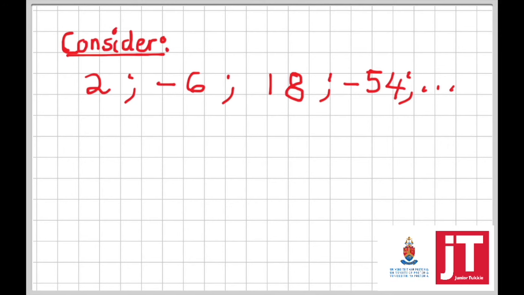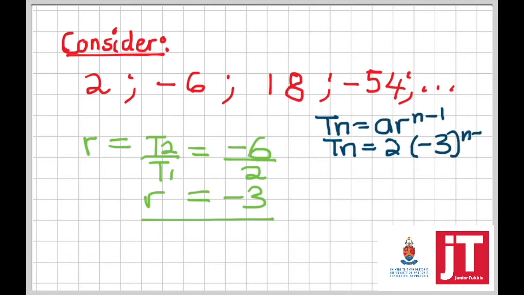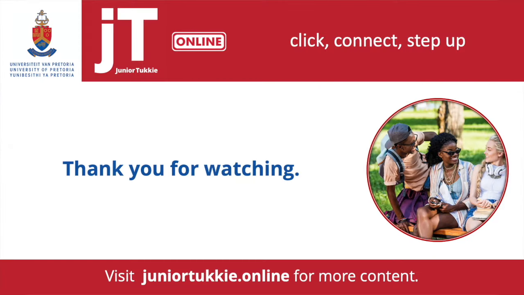Now, let's consider the following. You're given 2, -6, 18, and -54. Let's play around with that sequence as well. We're going to say r in this context would be T2 over T1, which is the same as negative 6 over 2, and that will give you a common ratio of minus 3. Moving along, your Tn will be a r to the power n minus 1. Your Tn would be 2, your first term, times the common ratio negative 3 to the power n minus 1 to give you the general formula.